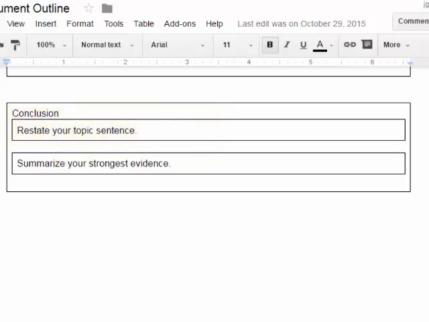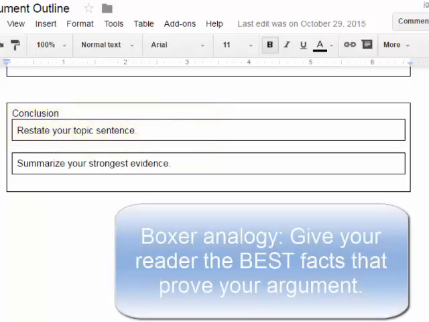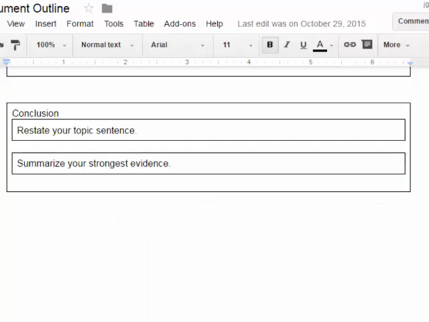So this is where you have to think like a boxer, okay? Muhammad Ali, he always had that 1-2 combination. Well, you've given him that one punch. Now you're trying to sock him out. You're trying to knock him out and make them go, whoa, this argument is totally on point. We need to fix this problem, because that's your job. So restate your topic sentence.